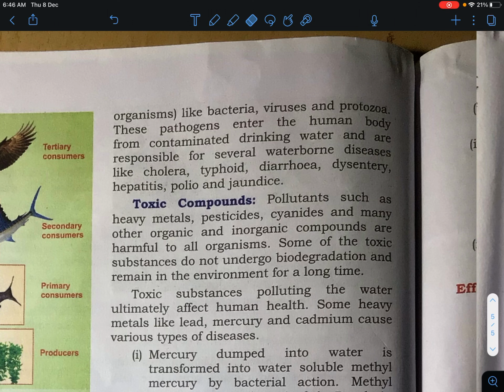These pathogens enter the human body from contaminated drinking water, and are responsible for severe waterborne diseases like cholera, typhoid, diarrhea, dysentery, hepatitis, polio, and jaundice. These are the waterborne diseases.